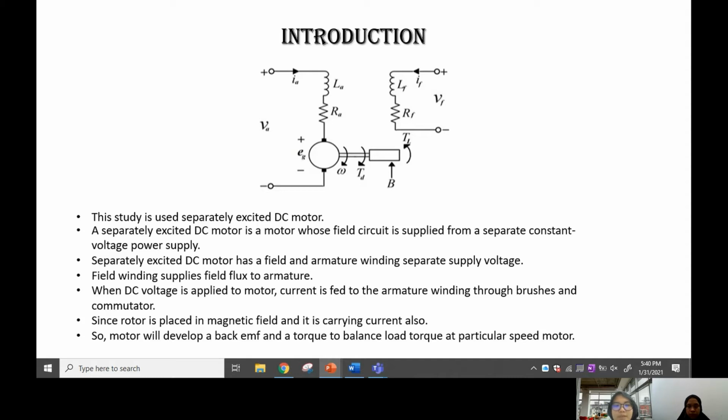When DC voltage is applied to the motor, current is fed to the armature winding through the brush and commutator. The conductor is placed in a magnetic field and it is carrying current also. So the motor will develop a back EMF and a torque to balance the load torque at a particular speed.